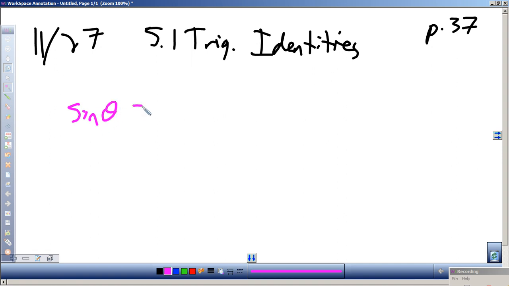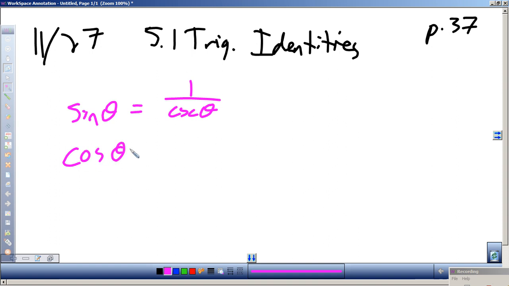Sine theta is equal to 1 over cosecant theta. Who did not know that? Okay, we said sine was y over r, right? And cosecant was r over y. So that's basically what it's saying. Same idea. So all of the ones on this list are ones you need to memorize.